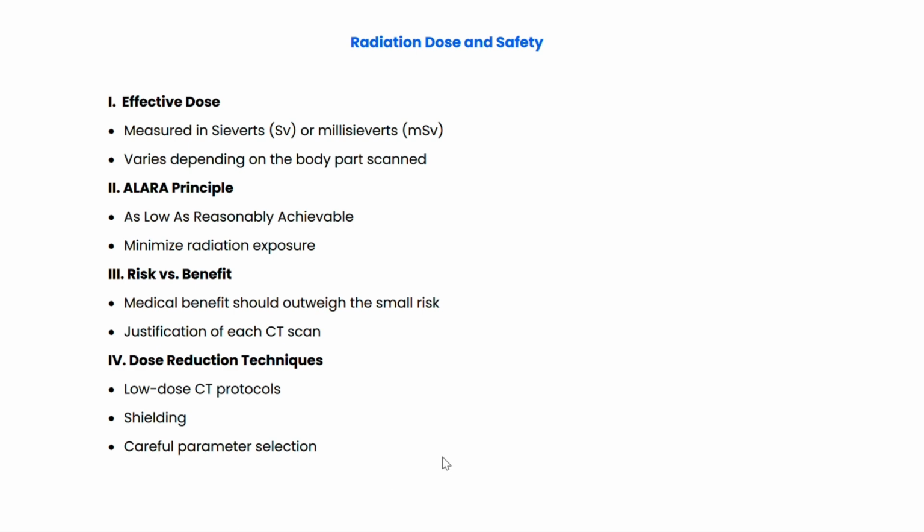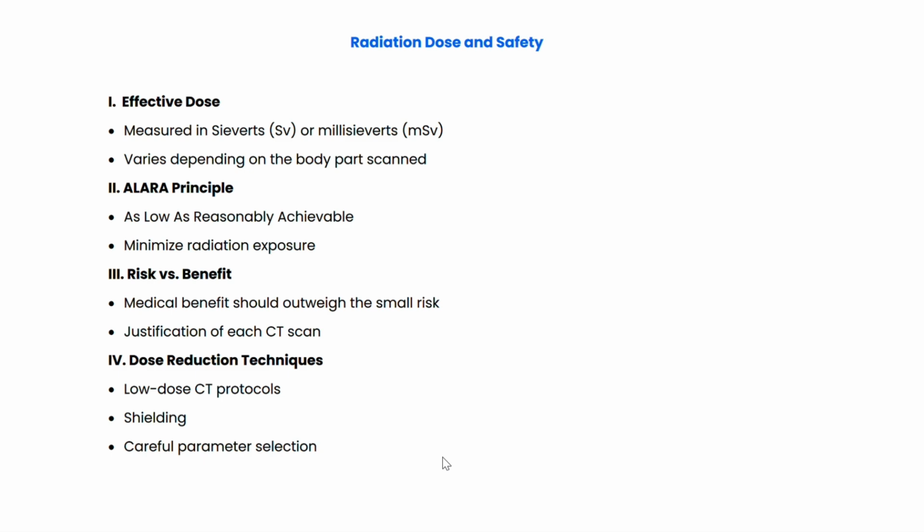A key consideration with CT scans is radiation dose and safety. The effective dose is measured in sieverts, or Sv, or more commonly millisieverts, or mSv, and it varies depending on the body part scanned. We always follow the ALARA principle, as low as reasonably achievable, to minimize the radiation exposure.